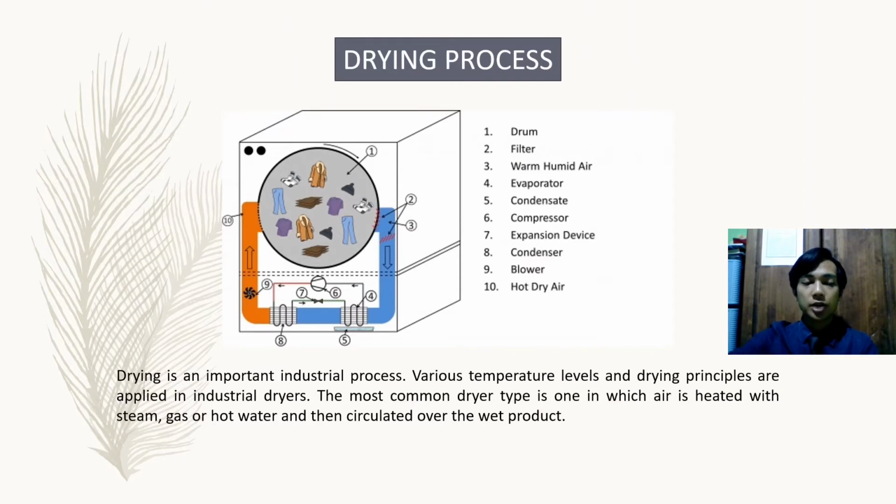Okay, drying is an important industrial process. Various temperature levels and drying principles are applied in industrial dryers. The most common dryer type is one in which air is heated with steam, gas, or hot water and then circulated over the wet product. As the air picks up moisture from the wet product, its humidity increases and the energy contained in this steam may make it a useful heat source.